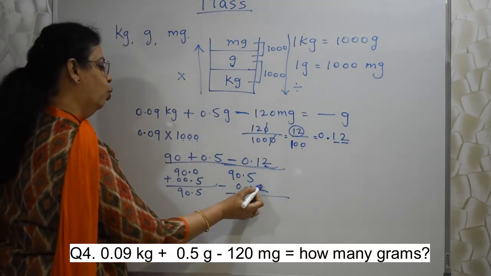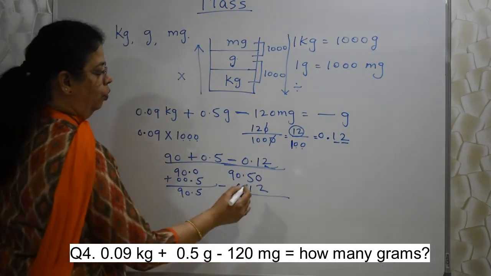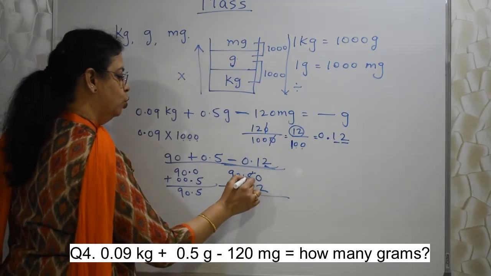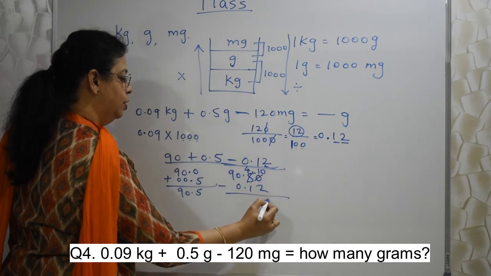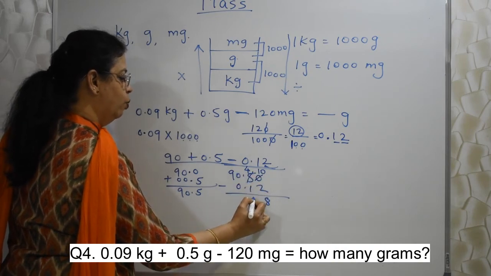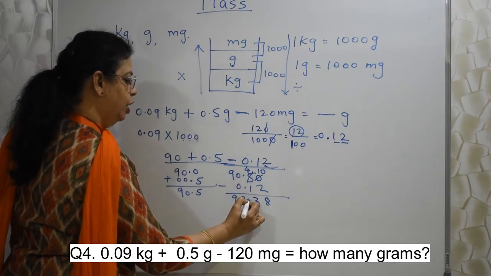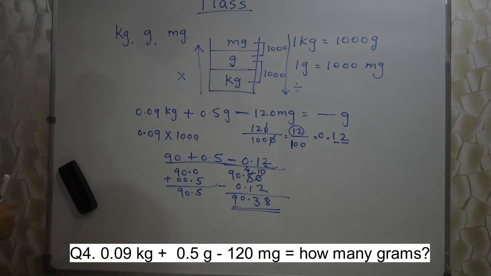So there is nothing above this 2, so I can give 0. I cannot subtract 2 from 0, so this will become 4. This will become 10. So 10 minus 2, 8. 4 minus 1, 3. 0 and 9. The point goes below the point. So our answer is 90.38.